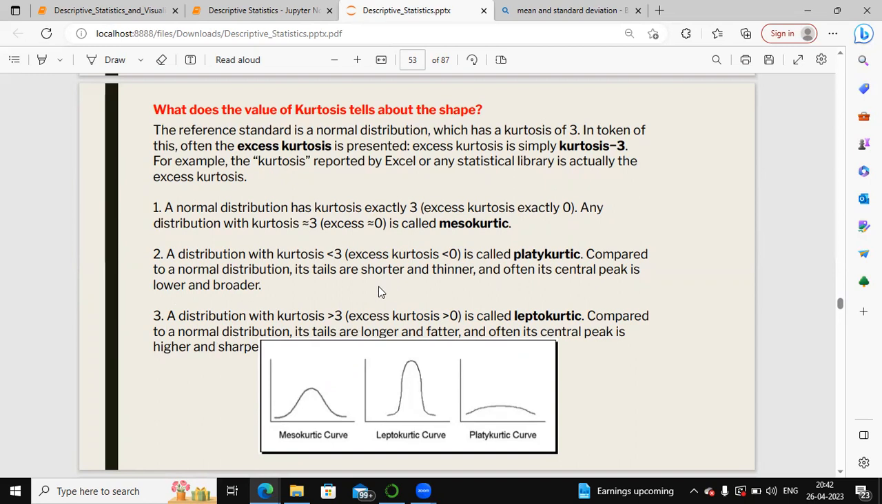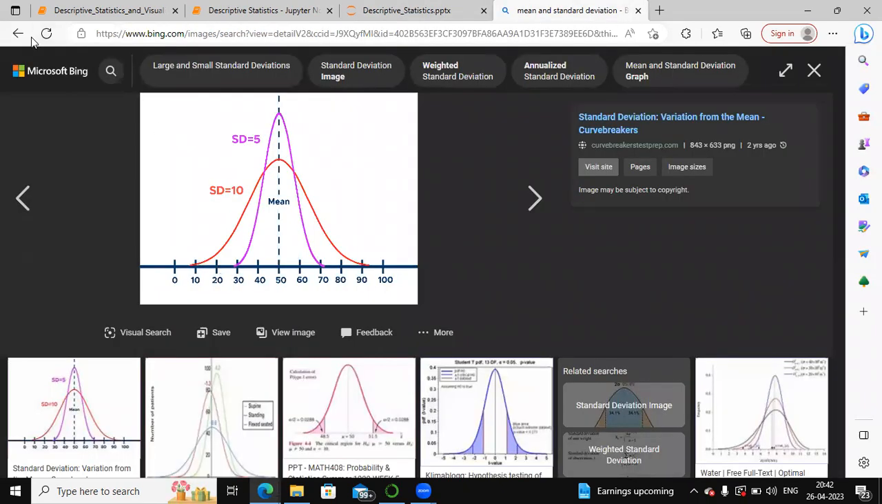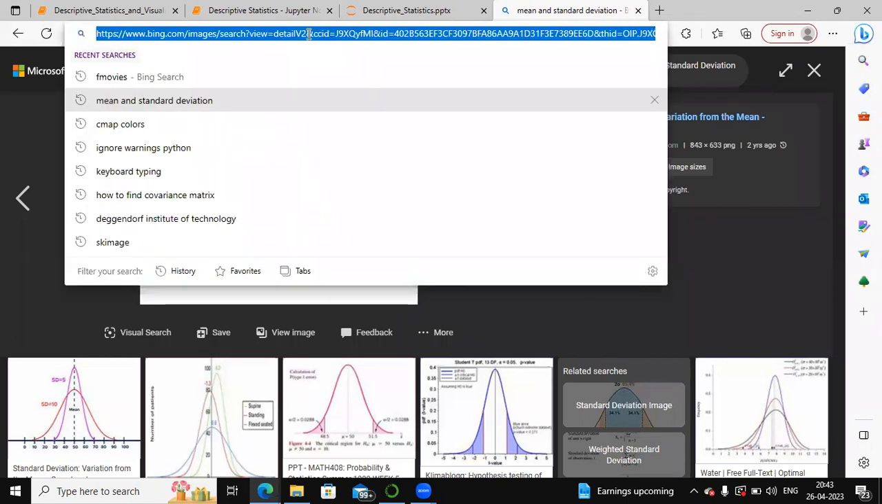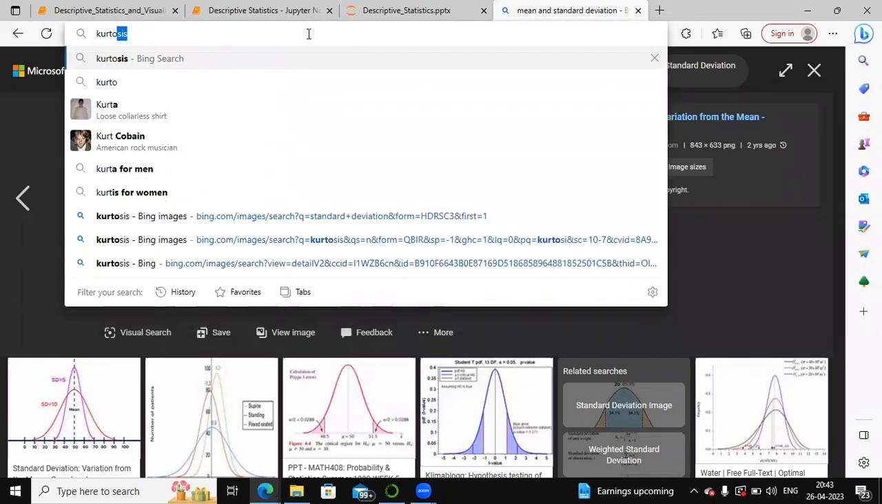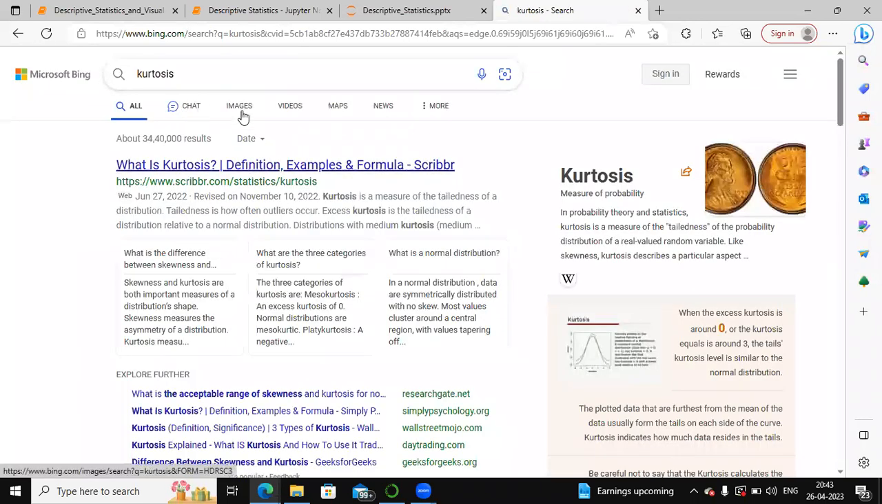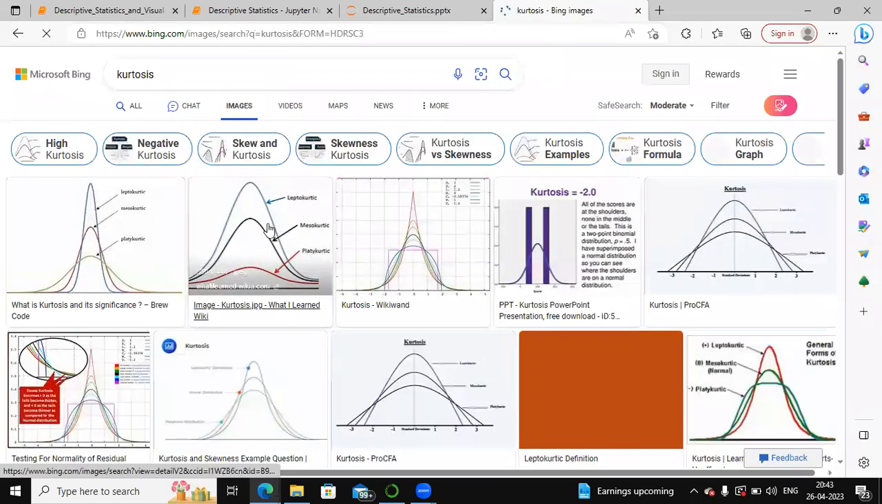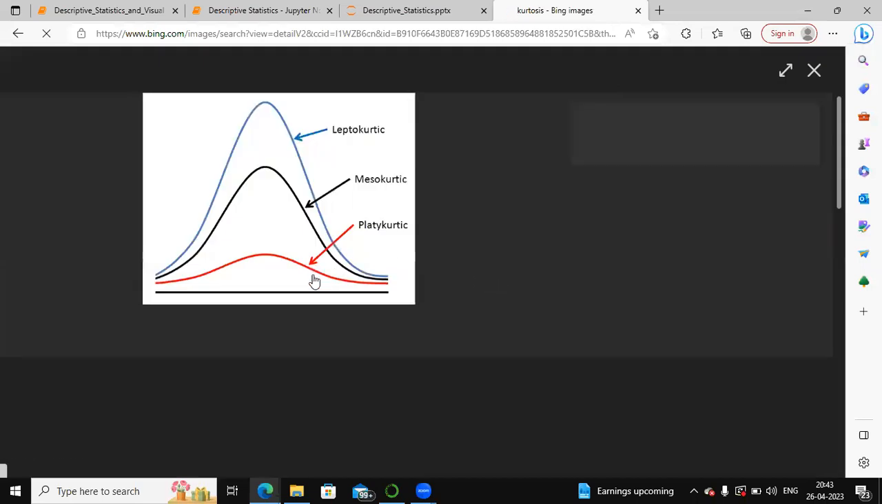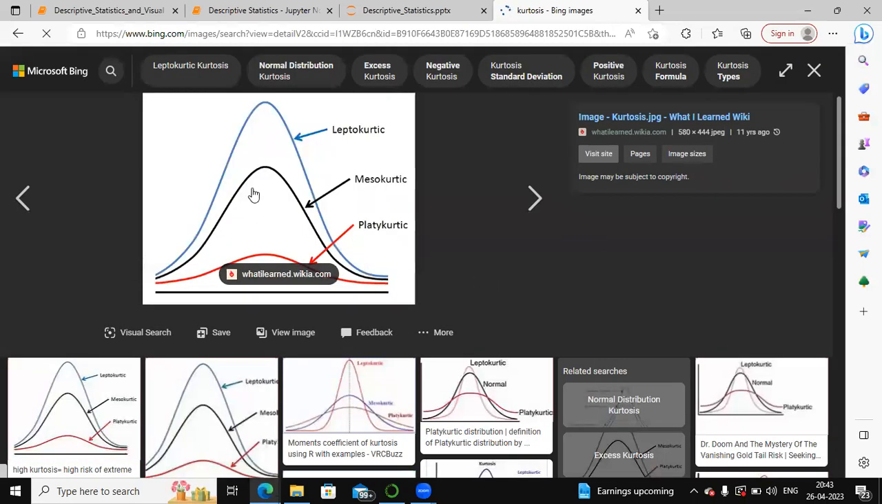Usually, we don't consider kurtosis, we always consider excess kurtosis, so that the normal distribution's value lies exactly at 0. So if you see the kurtosis part over here, this is how it looks. So this is platykurtic, mesokurtic and leptokurtic.